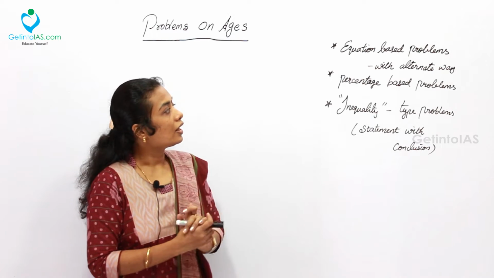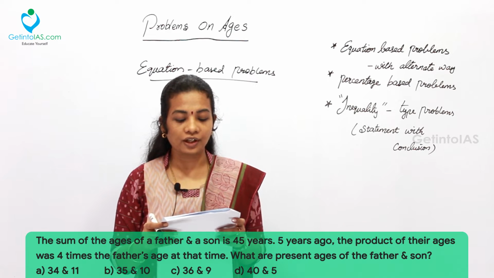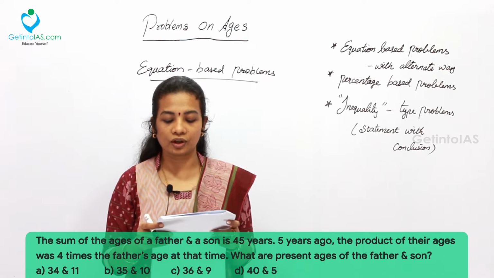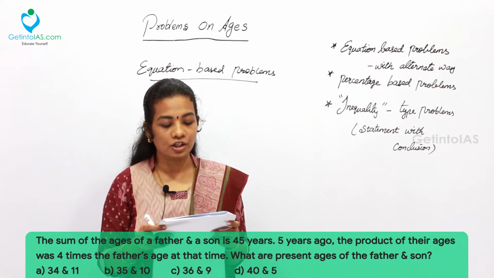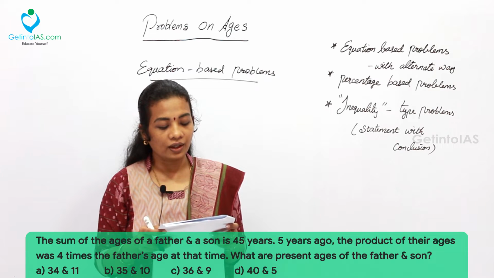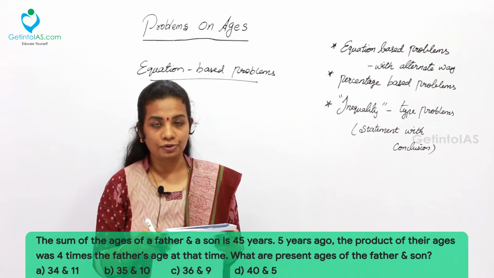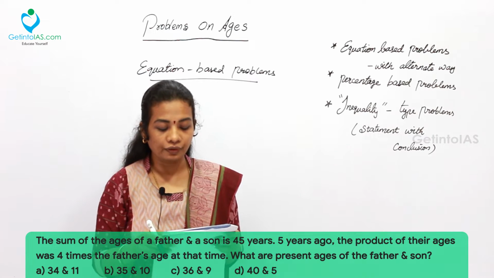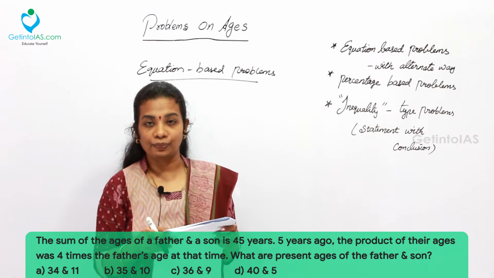The first one, equation based problems. The first question: the sum of the ages of a father and a son is 45 years. 5 years ago, the product of their ages was 4 times the father's age at that time. What are the present ages of the father and son? Your options are A 34 and 11, B 35 and 10, C 36 and 9, and D 40 and 5.